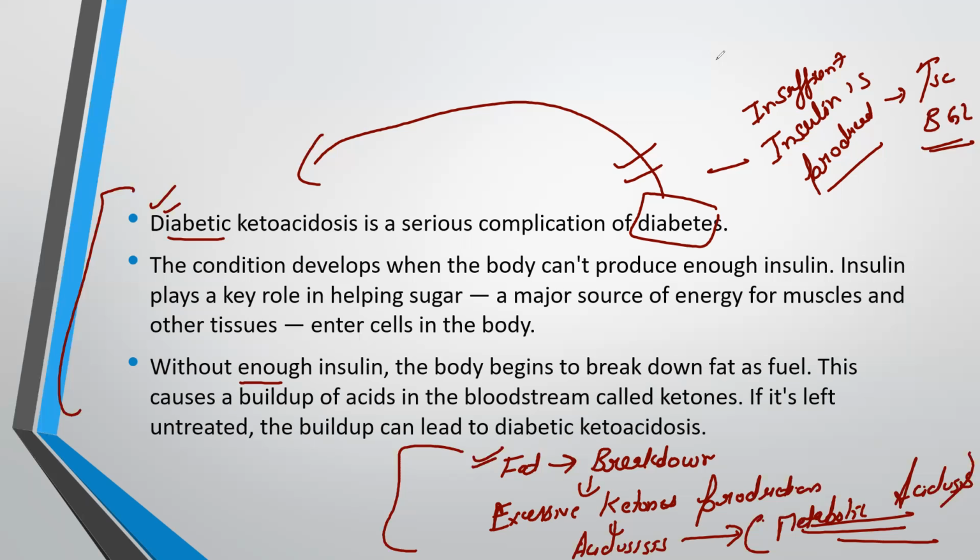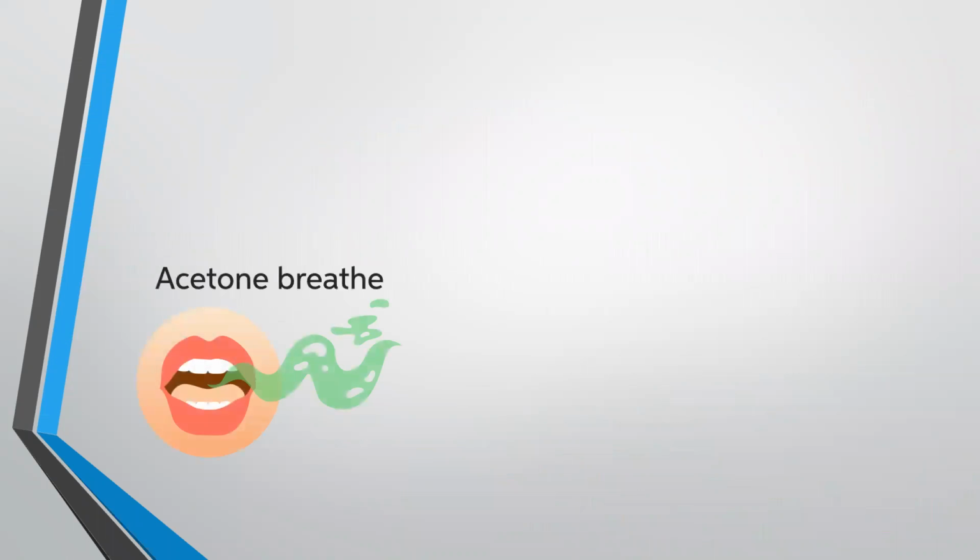Next we will discuss the main symptoms. So we know that when there is a diabetic ketoacidosis condition, a feature occurs, that is the acetone breath. See here, the first feature of diabetic ketoacidosis is the acetone breath. So how does the acetone breath occur?